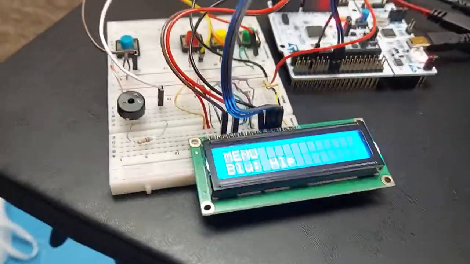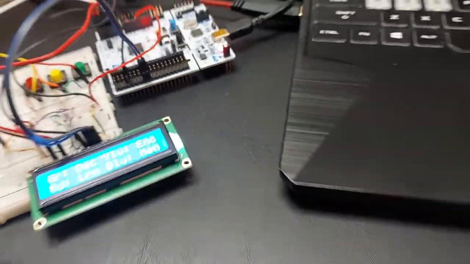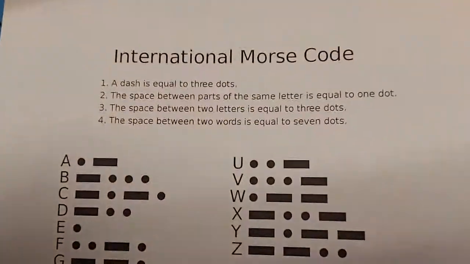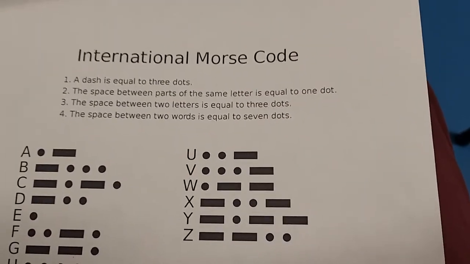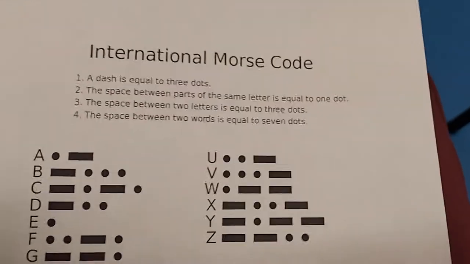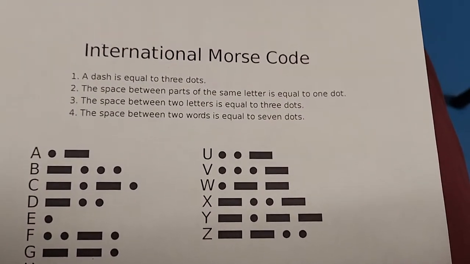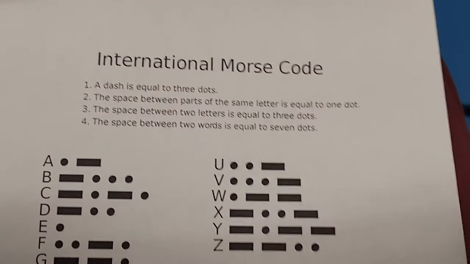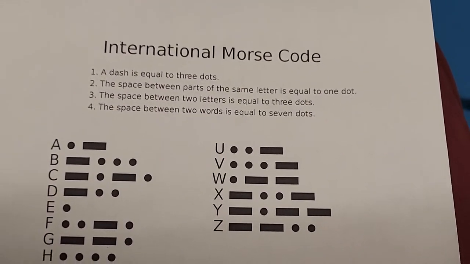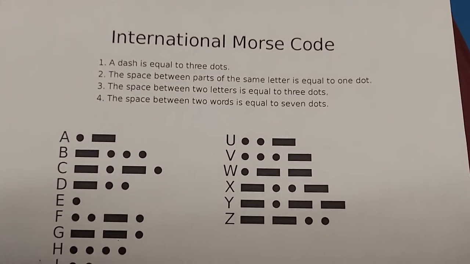Before we just jump in and start demonstrating, I want to show you a little bit more about Morse code. If we look here, it says, International Morse code has four simple rules. A dash is equal to three dots. One unwritten rule here is that a dot is the shortest time unit in Morse code and everything else is measured around it. The space between parts of the same letter is equal to one dot. The space between two letters is equal to three dots. And the space between two words is equal to seven dots.